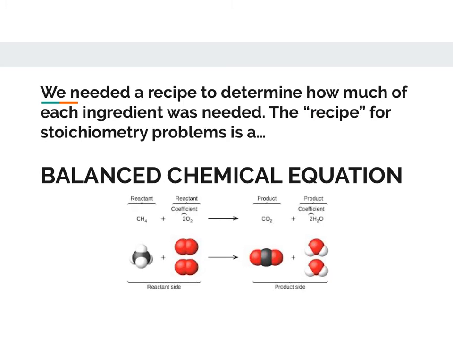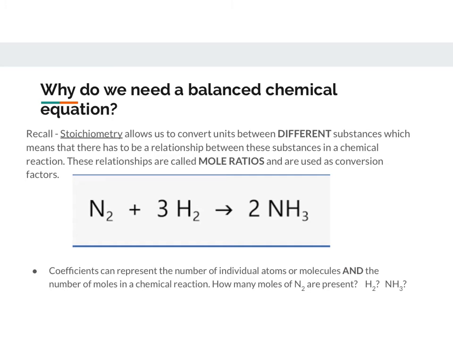All right, so at this point you might be questioning, okay, why did we do all that work for this recipe analogy? So this is really to show that we needed a recipe to determine how much of each ingredient was needed. And when we talk about stoichiometry problems, our recipe is always going to be a balanced chemical equation. So when we do stoichiometry, just like I look to my recipe in my analogy, I'm going to look to my balanced chemical equation to tell me what the relationship between different substances is. So before I can ever do any stoichiometry problems, I have to have a balanced chemical equation.